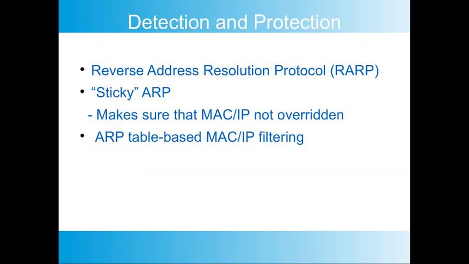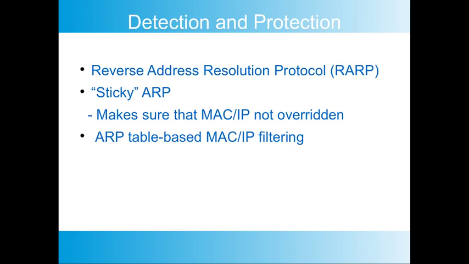The way that it can be detected and protected against, you could use reverse address resolution protocol. That would be looking at the ARP table and seeing if there are multiple IPs assigned to a MAC. So if you have one particular MAC and it has 3 IP addresses, it would give you an idea that you probably need to do a little bit more digging and investigation to see why there are 3 different IP addresses assigned to that same MAC address.